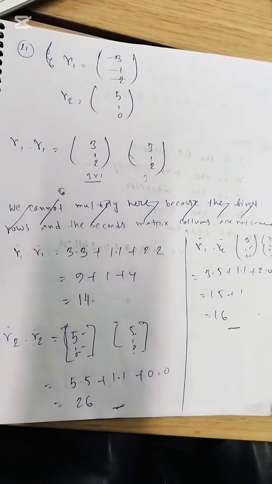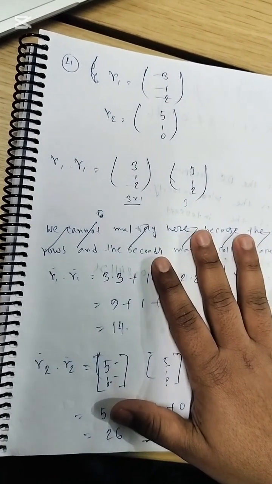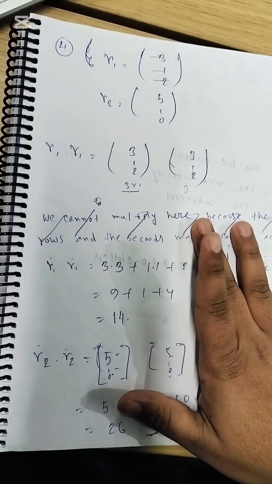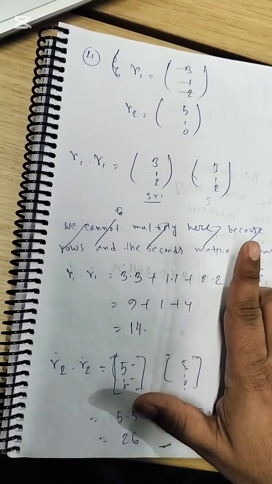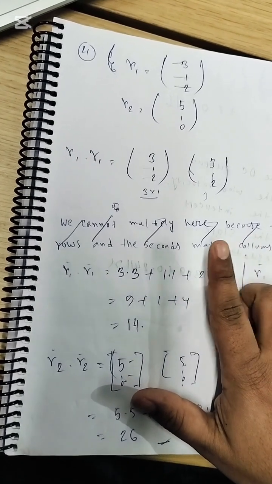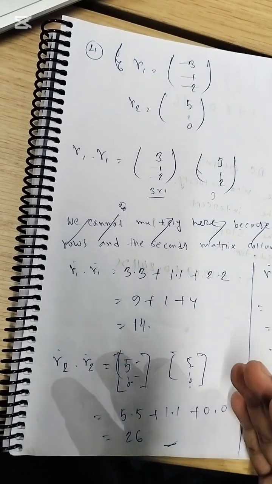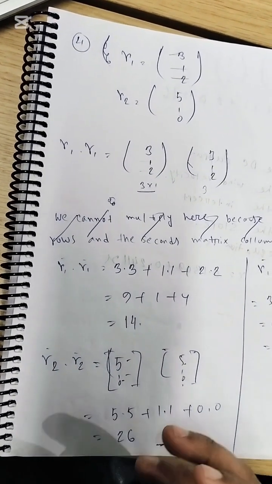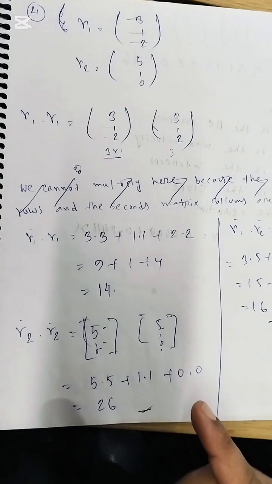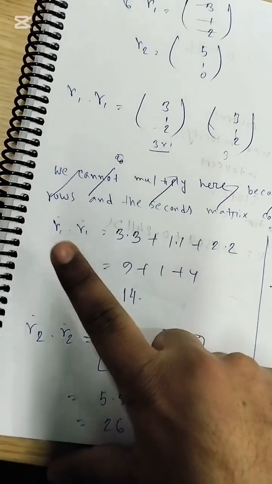I am going to describe the number 4 exercises. Here R1 and R2 are two matrices. In the question, first of all, we have to multiply R1 into R1. Now we will multiply all the elements of both matrices. Here the first matrix's 3 and the second matrix's 3 will be multiplied, and the first matrix's 1 and the second matrix's 1 are multiplied. Finally, the first matrix's 2 and the second matrix's 2 will be multiplied. Now we will calculate all the values of R1 into R1.